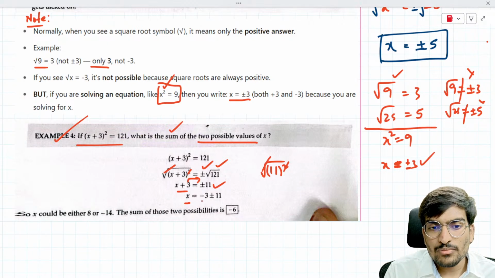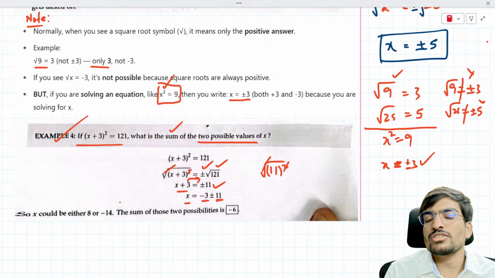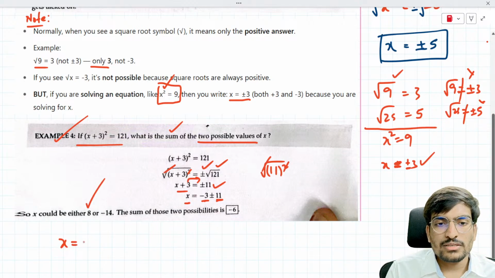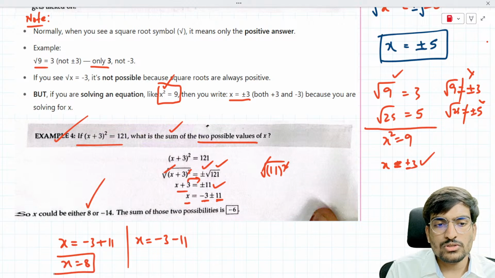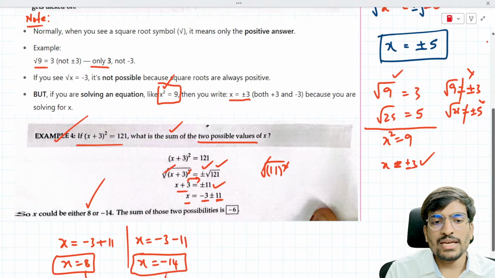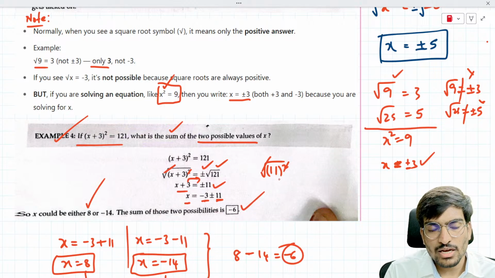Negative 3 plus 11 will result in positive 8, that is one x value. So x equals negative 3 plus 11, and x equals negative 3 minus 11. You end up with x equals positive 8, and x equals negative 14. And they asked the sum of these. Sum them up, 8 and negative 14, that is negative 6. That's what our answer is.